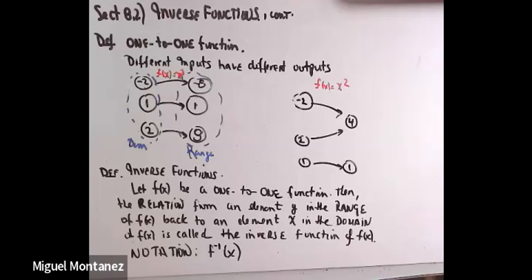It's not that we are raising to a -1. It's not that we are taking the reciprocal. This is just a notation, f inverse of x. It's not f to the -1. So as a definition, let me read it again. Let f of x be a one-to-one function. Then the relation from an element y in the range of f of x back to an element x in the domain of f of x is called the inverse function of f of x. Notation: f inverse of x. If you need some more time, you may want to pause the video for a while.